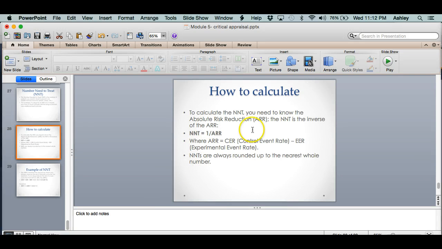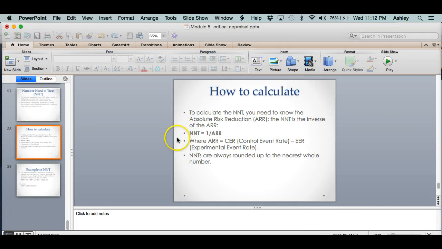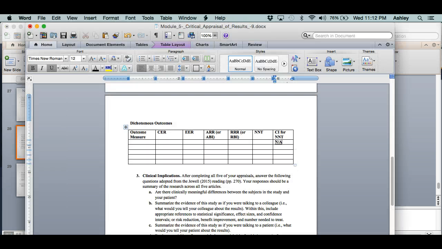And how do you calculate that? Well, again, using your ARR, you can do 1 divided by your ARR. And remember, ARR is CER minus EER. And number needed to treat is always rounded up to the nearest whole number because we are looking at patient population. Okay? So this kind of outlines the critical appraisal of results worksheet.